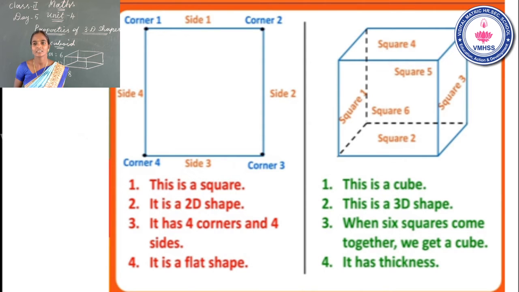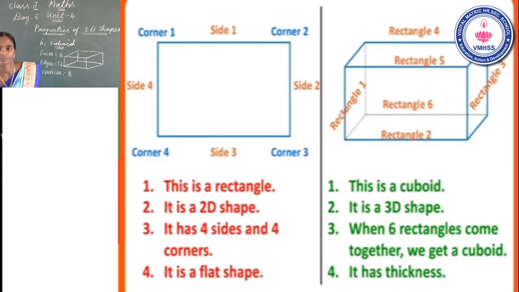Next, fourth one, it has thickness. Children, see the next slide. Next, we will compare the rectangle shape and cuboid shape. Rectangle and cuboid.